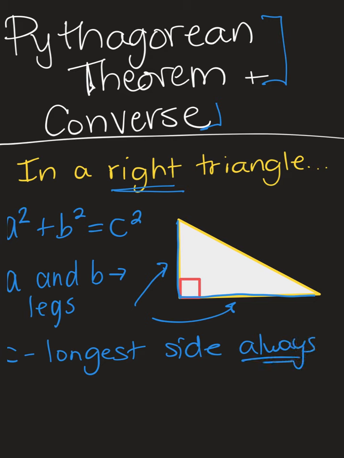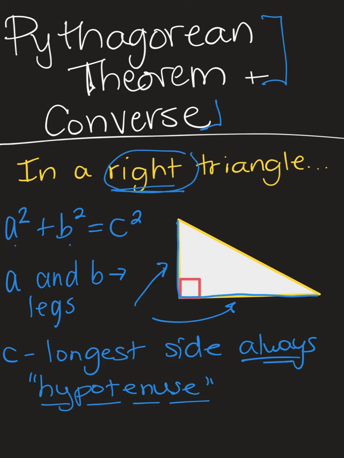And that has a special name in a right triangle called the hypotenuse. Go ahead and say that out loud, or at least whisper it to yourself. Hypotenuse, okay? So again, a squared plus b squared is equal to c squared in the Pythagorean theorem, and this specifically references right triangles.